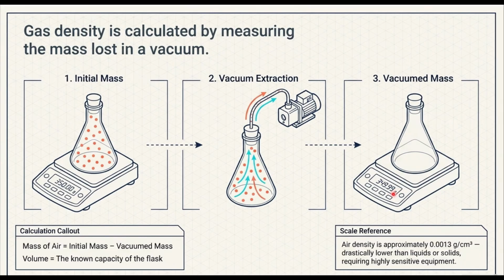So gas density changes significantly with temperature and pressure. These conditions must always be controlled. Okay, so mass of air is equal to initial mass minus vacuum mass, right? And volume is equal to the known capacity of the flask. And you can easily find the density.